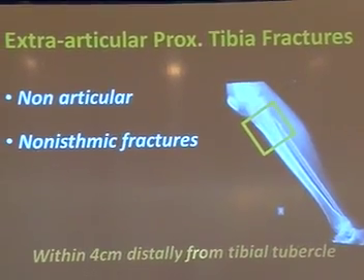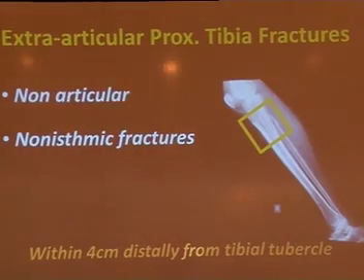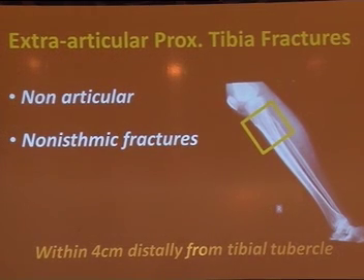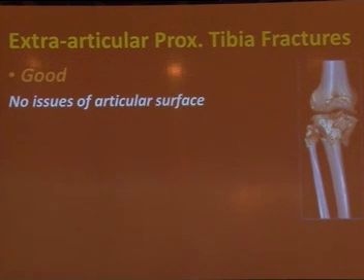Extra-articular proximal tibia fractures. The job is simple. It does not involve the articular surface, as the caption says, and it is a non-isthmic region. That means within 4 centimeters distally from the tibial tubercle or 6 centimeters from the joint surface. So these fractures are different from other fractures involving the tibial shaft. They are good for the surgeon because the job is easy. The articular surface is intact. There is no need of reconstructing it, and no issues of articular surface step-off, all those things.